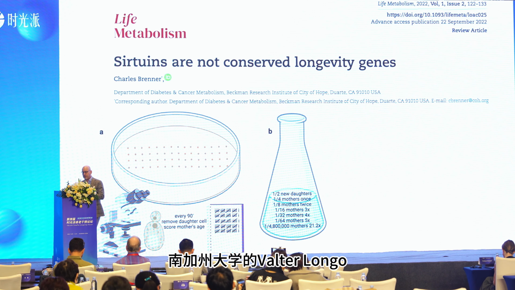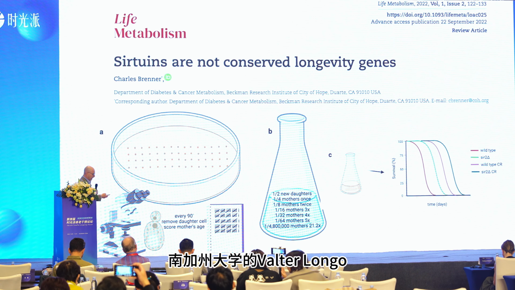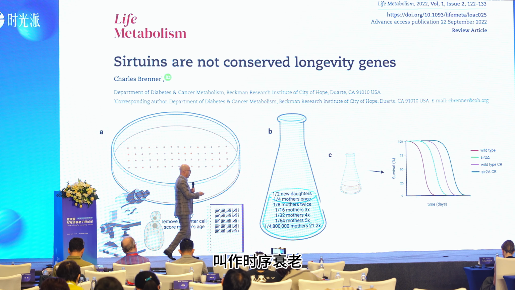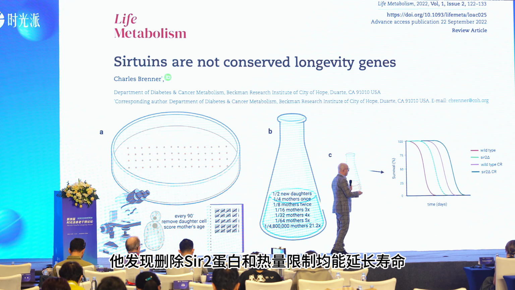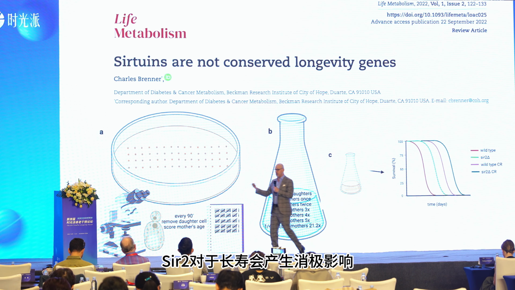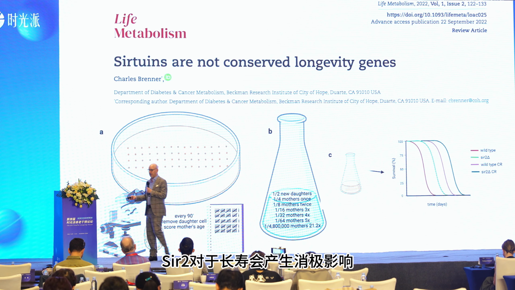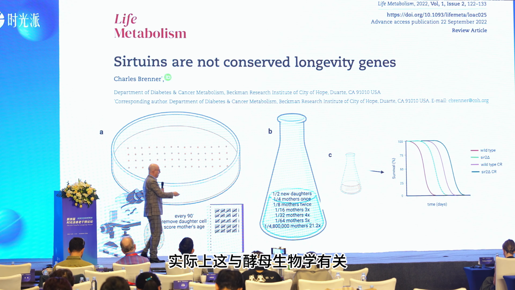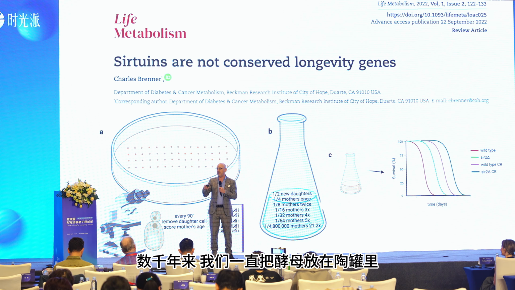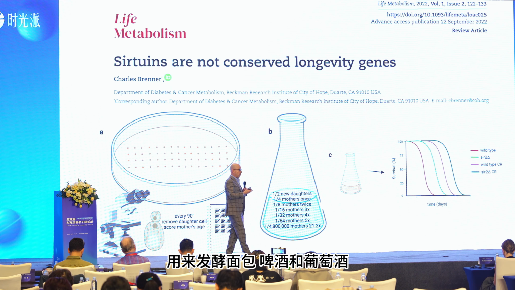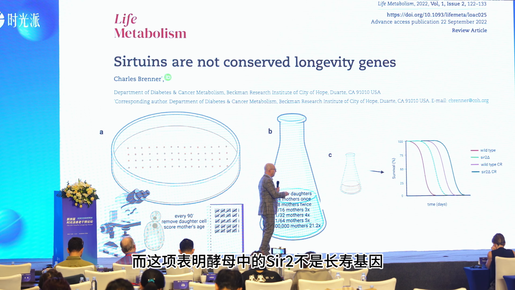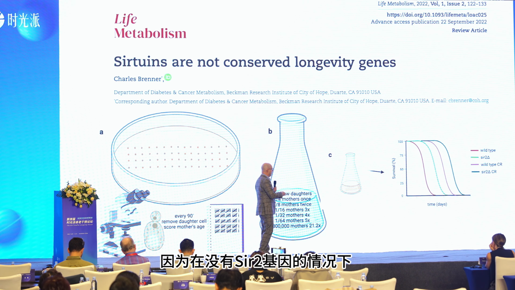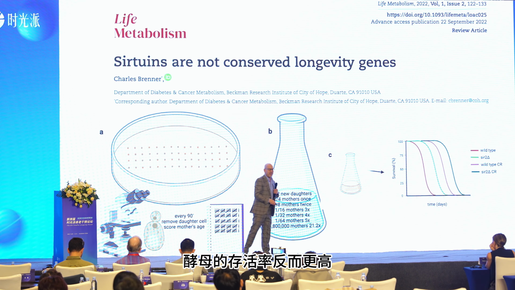And then when Walter Longo at USC did a different type of aging assay called chronological aging, look at what he found. He found that Sir2 deletion as well as calorie restriction both extend lifespan. So it's actually bad to have Sir2 to live a long time in the yeast chronological aging assay. And this is actually relevant to yeast biology because we've been carrying yeast around in our clay pots and making bread and beer and wine for thousands of years. So this tells us that yeast does not have a Sir2 gene for longevity because it actually does better in survival without the Sir2 gene.